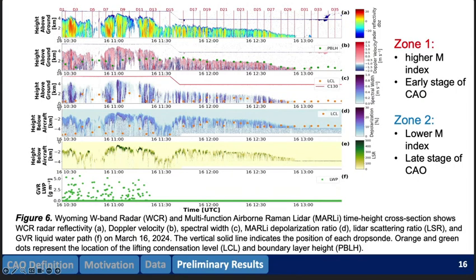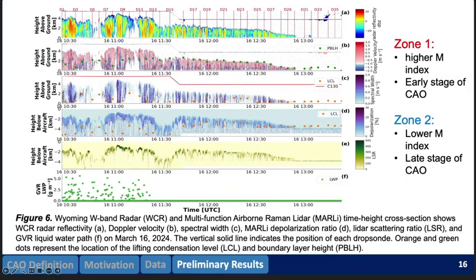The green dots here show the location of the boundary layer height. And the orange dots here, because we cannot estimate the cloud base using the radar measurements only, and also when the aircraft is above the cloud top, the LiDAR is attenuated very quickly, so it cannot penetrate all the way to the cloud base. So for the LiDAR depolarization and LiDAR scattering ratio, we can only see the upper part of the clouds.